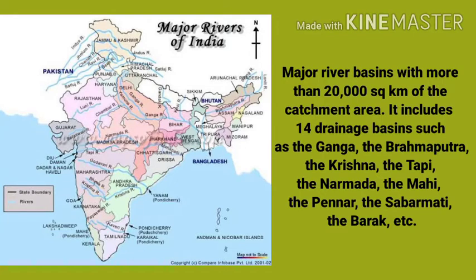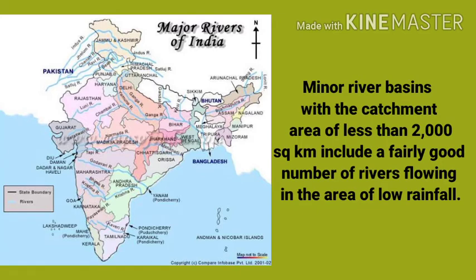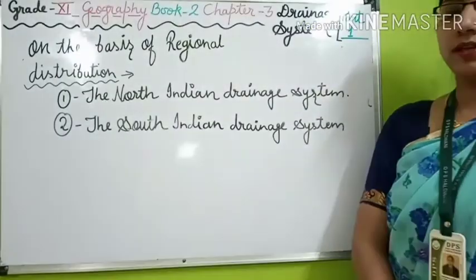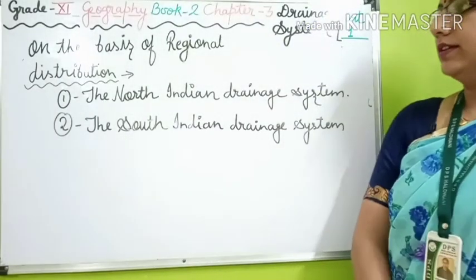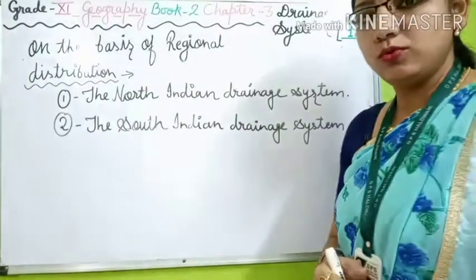India has 113 river basins, of which 14 are large, 44 medium and 55 minor river basins. The major river basins form about 84% of the total drainage area of the country. The 3 major river systems, Ganga, Indus and Brahmaputra, are international rivers. So students, if we want to divide the drainage system on the basis of regional distribution, it can be divided into 2 major parts.